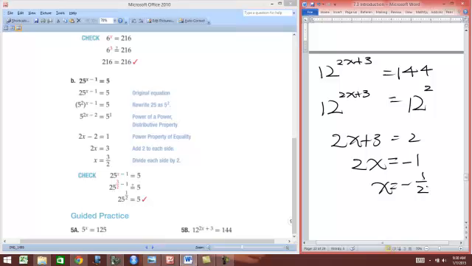And that checks. So if I plug in negative 1/2 for x, I get negative 1 plus 3, which is 2. 12 squared is 144. Okay.